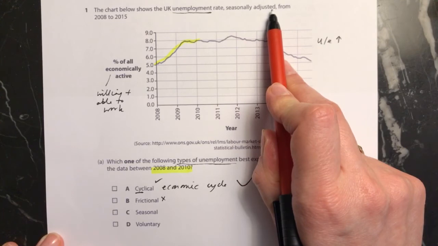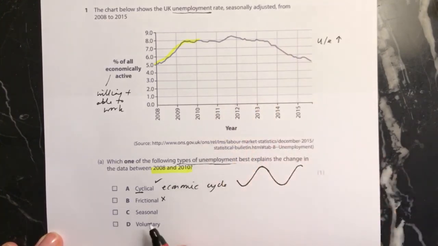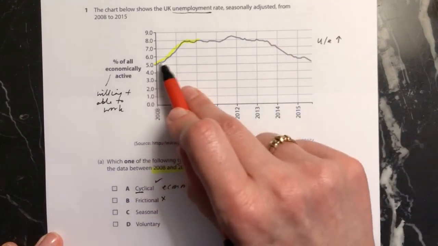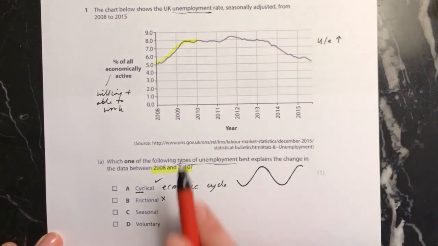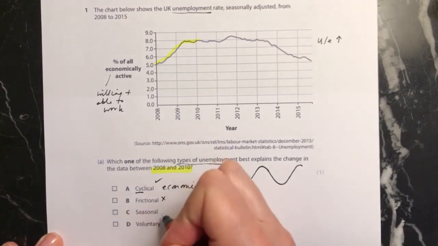The next one, seasonal, we know already that this has been adjusted for seasonal unemployment. They've taken away, for instance, people who have lost their job because they were working in Christmas shops and Christmas is over now. This isn't showing an increase in unemployment due to seasonal unemployment. Also, it's over 2 whole years.